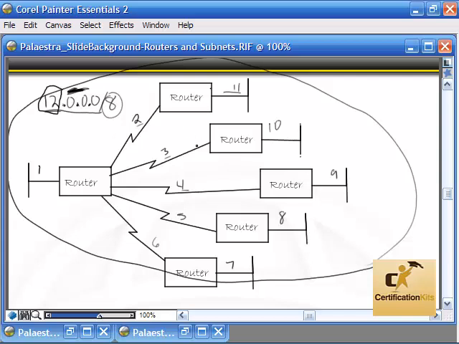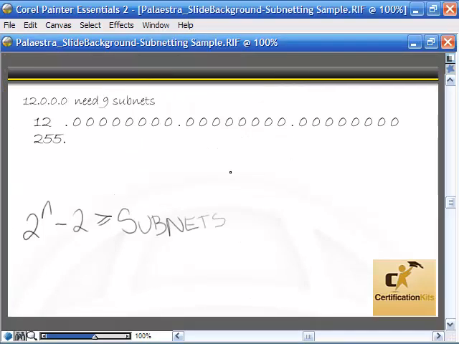Let's take a look at an example. I've brought up my slide here, and I don't need 9 subnets, I need 11 subnets. So I've got network 12.0.0.0. I need 11 subnets. Now right now, the subnet mask is right here, and it tells the computer that the network portion is to the left of the line and the node portion is to the right of the line.